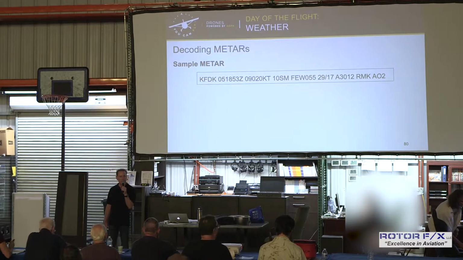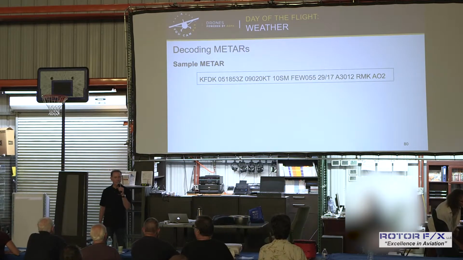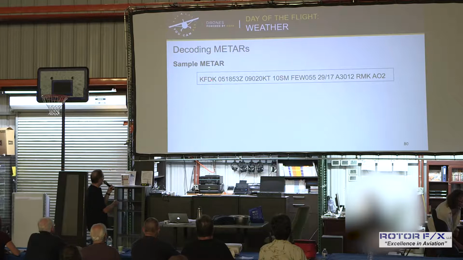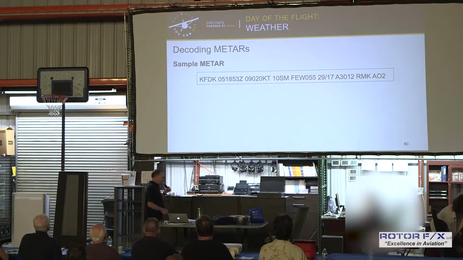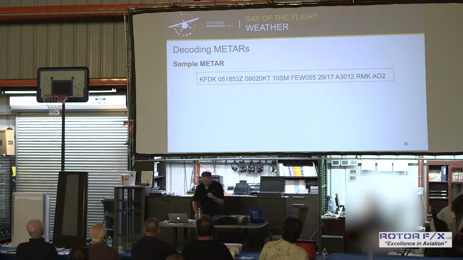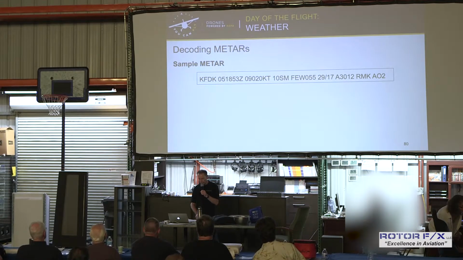So are there any pilots in the room who want to help me decipher this? Well, we know what the first one is. What's that? That's the airport, okay? FDK, which happens to be Frederick, Maryland. It's the Frederick Municipal Airport. The next field, 051853Z. What do you think that means?